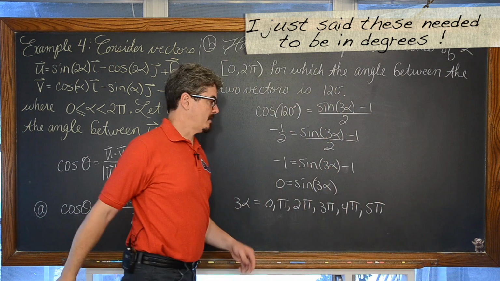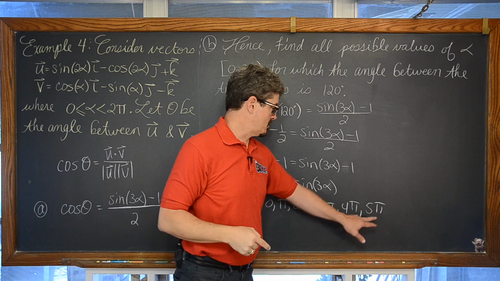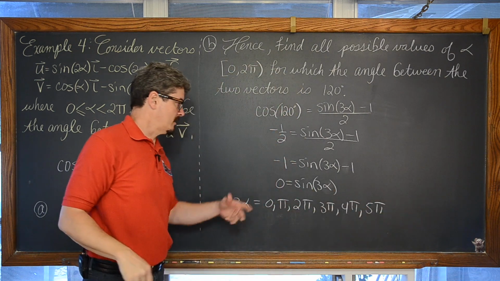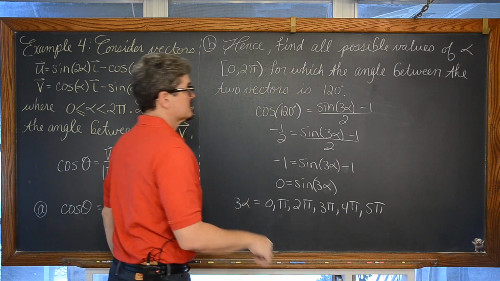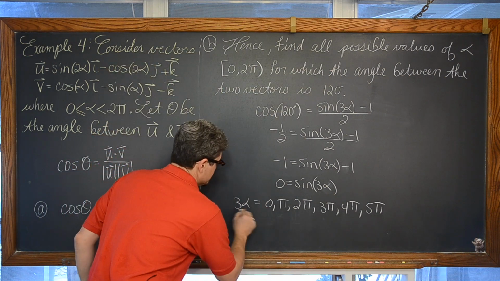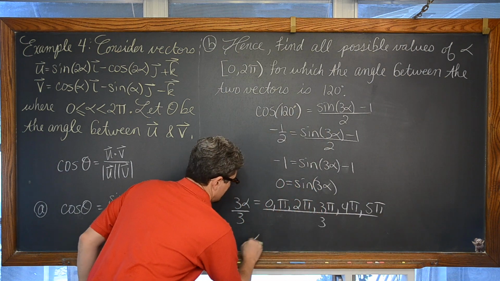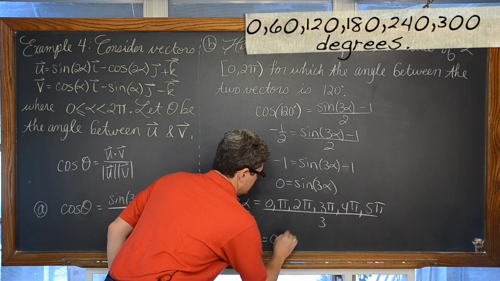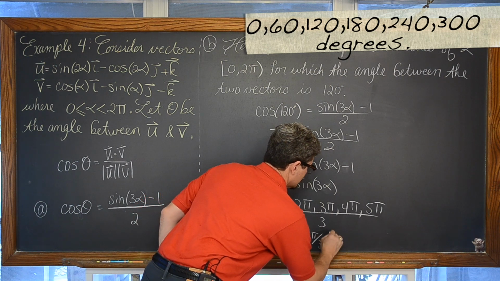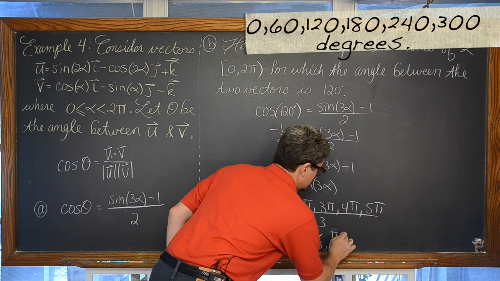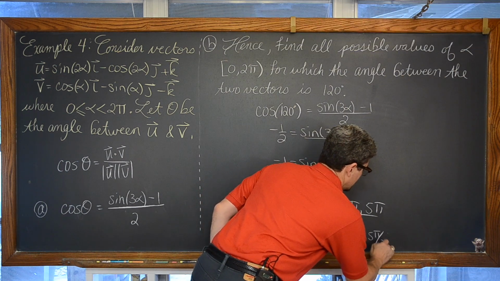And I'm going to stop here at 5 pi because if I just keep counting by pi, 0, pi, 2 pi, so on and so on, if I go to 6 pi and then divide by 3, I'll end up with 2 pi, but that's not in our interval given to us that we want alpha to be on. We're almost done. Just divide everything by 3. And alpha comes out to be 0, pi over 3, 2 pi over 3, 3 divided by 3 is 1, 4 pi over 3, and 5 pi over 3.